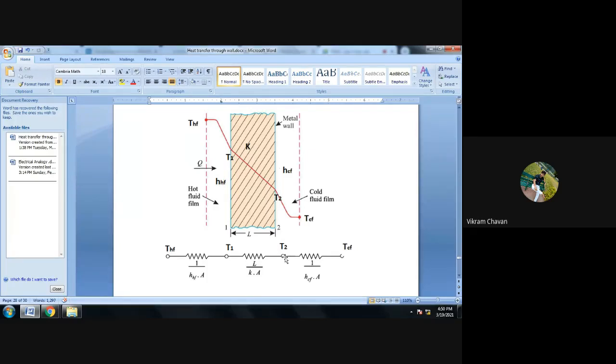Now the heat will transfer from this surface to the cold fluid. So that mode of heat transfer is convection heat transfer, and the resistance for this heat transfer will be equal to 1 divided by h suffix CF multiplied by area. Okay, and the last temperature is T suffix CF. Have you drawn this diagram?